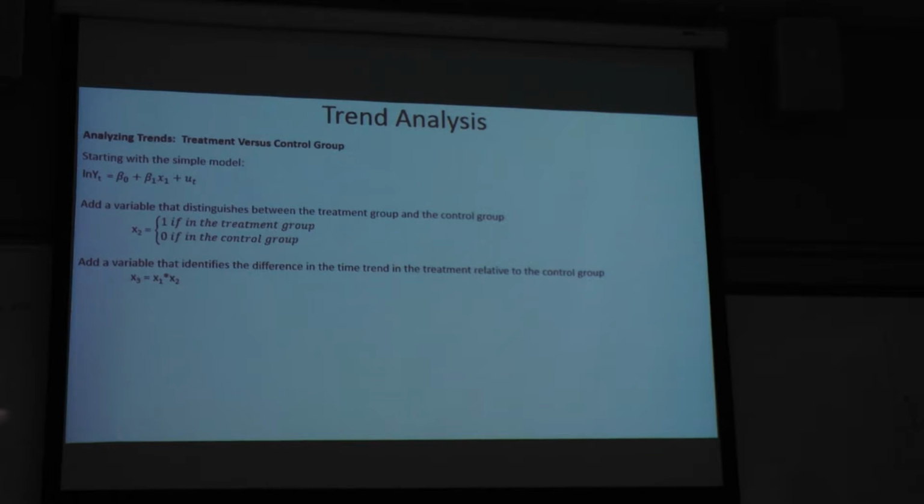Then we're going to add a variable that identifies the difference in this time trend of the treatment group relative to the control group. And that's just going to be another interaction variable. It's going to be our treatment variable times time. And there's our model. Let's just call the treatment variable treatment, and let's call the interaction variable treatment times time.